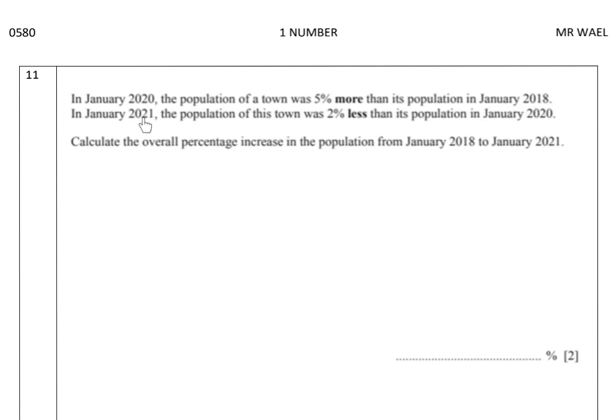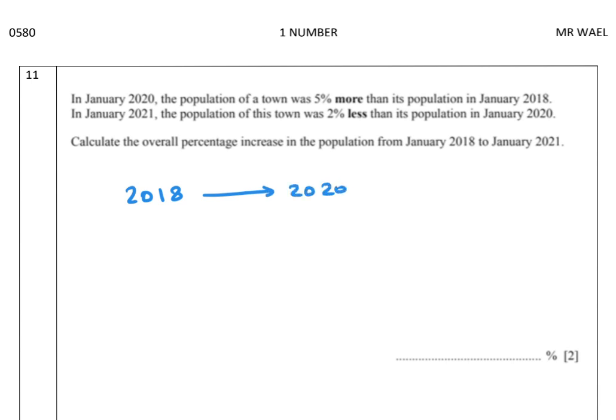Number 11. In January 2020, the population of a town was 5% more than its population in January 2018. In January 2021, the population of this town was 2% less than its population in January 2020. Calculate the overall percentage increase in the population from January 2018 to January 2021.